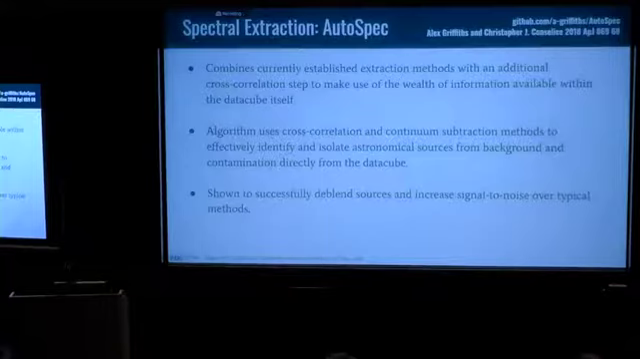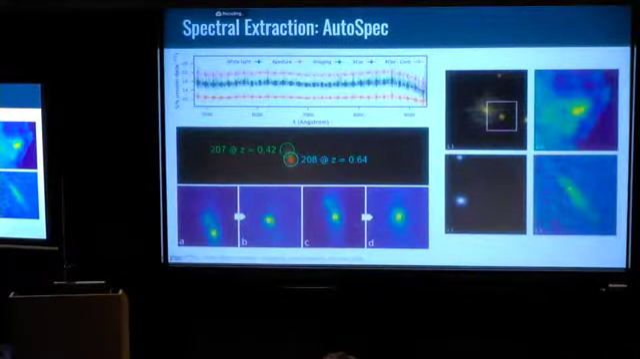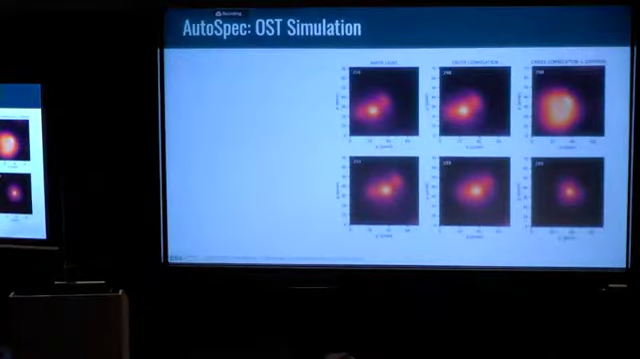And essentially, this is shown to deblend sources, and it increases signal to noise. So I'll skip this. This is just examples. Here are some examples from the OST simulation. So these images, this is the white light image created from the data cube. These are centered on the object. So this is one here, and then this is centered on this object. And these are the weight maps that are created.